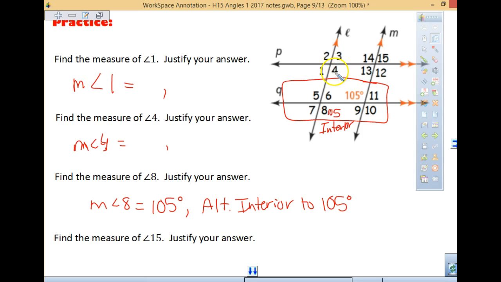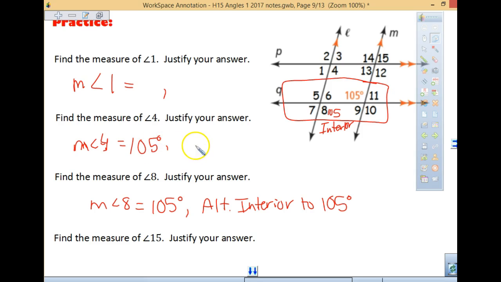find angle 4, right? What do I know about the measure of angle 4? It has to be 105 also. Braden, why? Because it is the same as number 8. And what kind of angles are 8 and 4 together? Special name. I need the name.